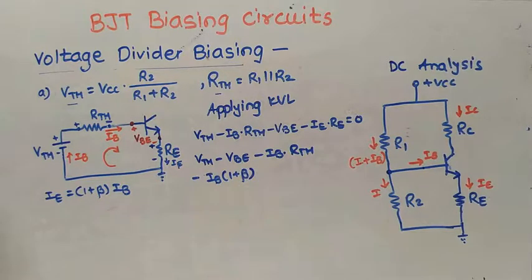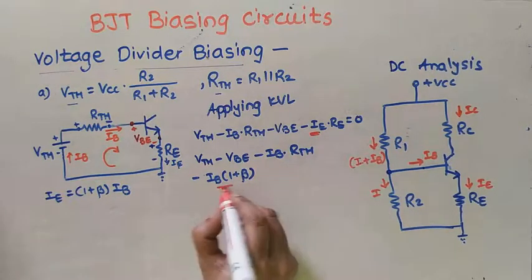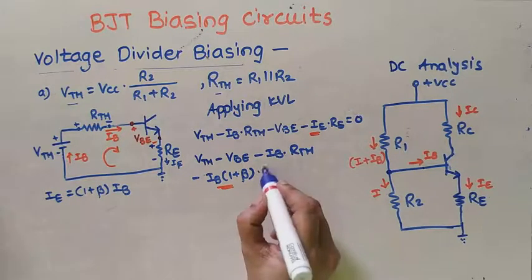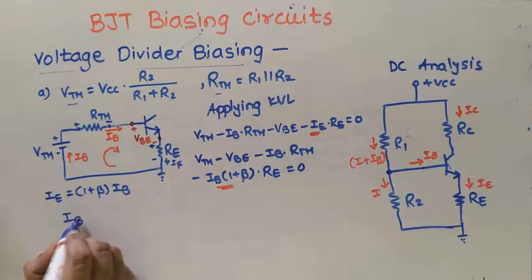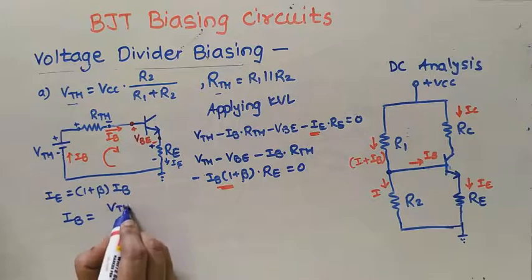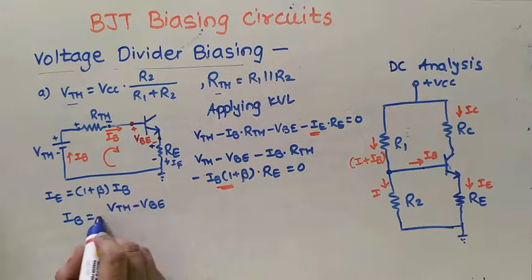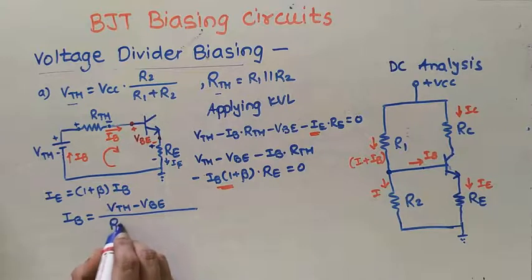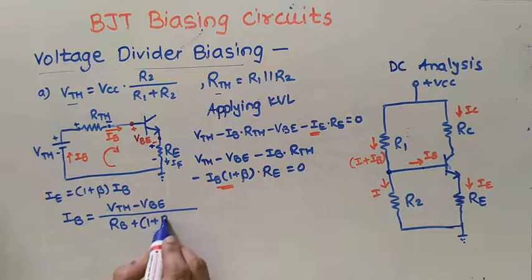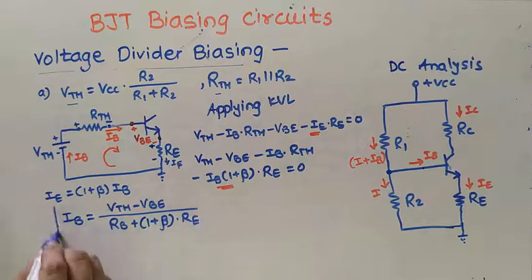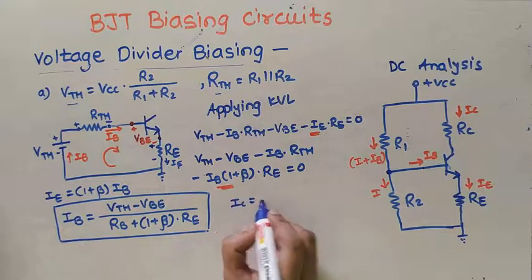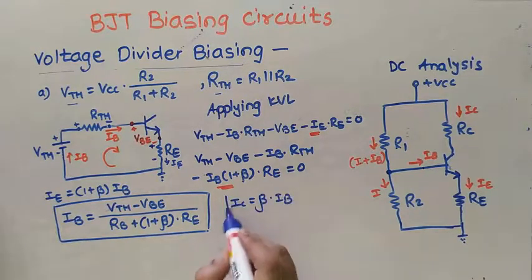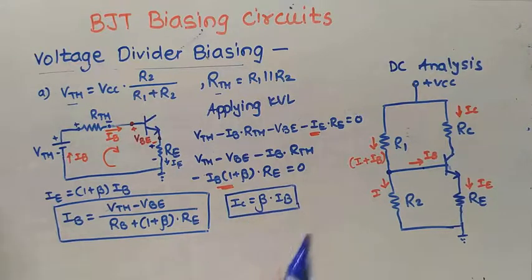Now here, the value of IE I have put like this, into RE, is equal to 0, and solving this further to get the value of IB, which is equal to (VTH minus VBE) whole divided by (RB plus (1 plus beta) into RE). So here we can obtain the value of IB, and we know IC is equal to beta into IB. So from this, IC is equal to beta into IB, we can calculate the IC value.